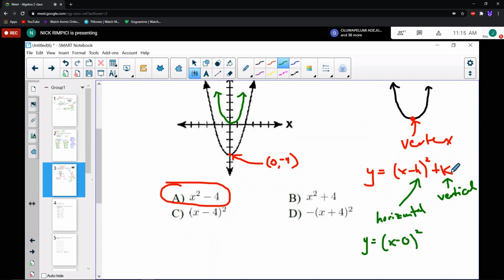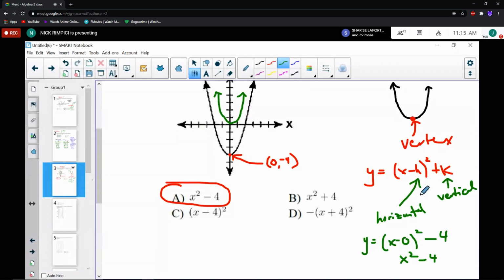It is moved down 4 units. So K is -4. If you work this out, subtracting 0 is meaningless. X minus 0 is x, so you get x squared minus 4, which is what you have right here, all right? That's using the equation.